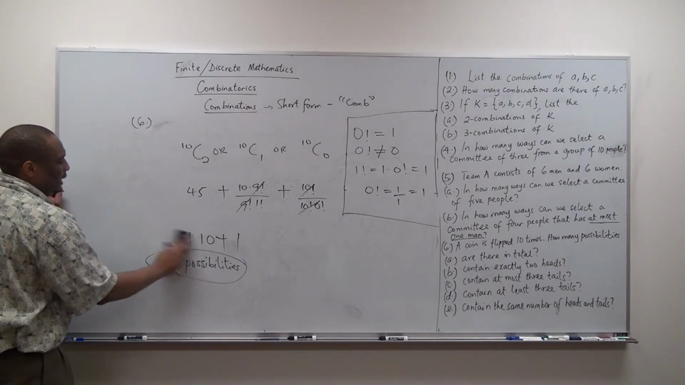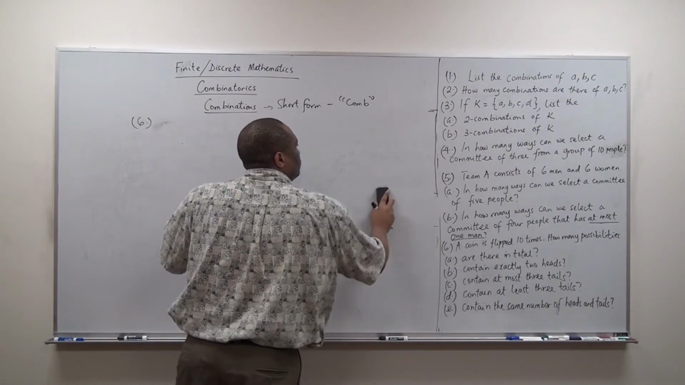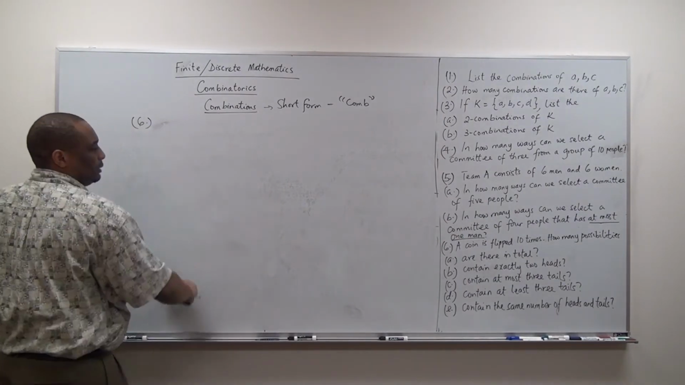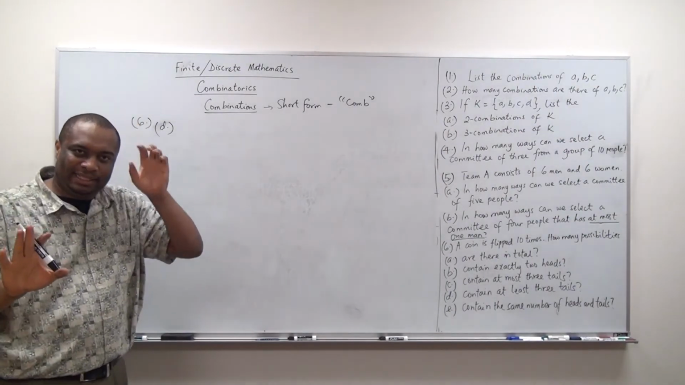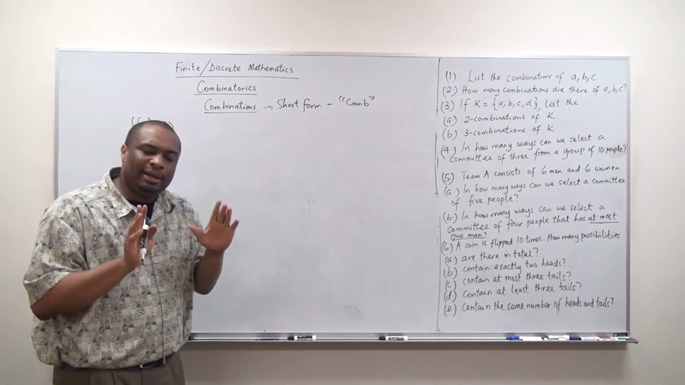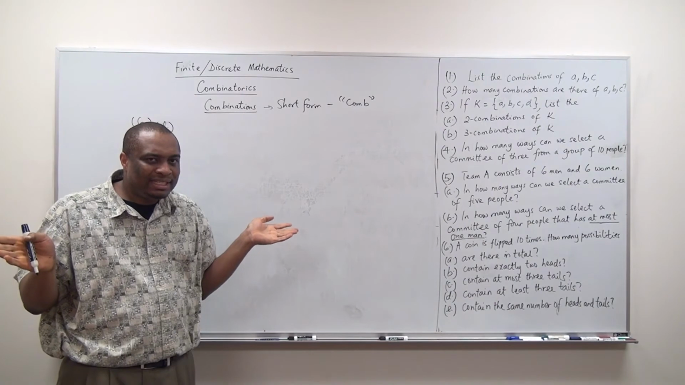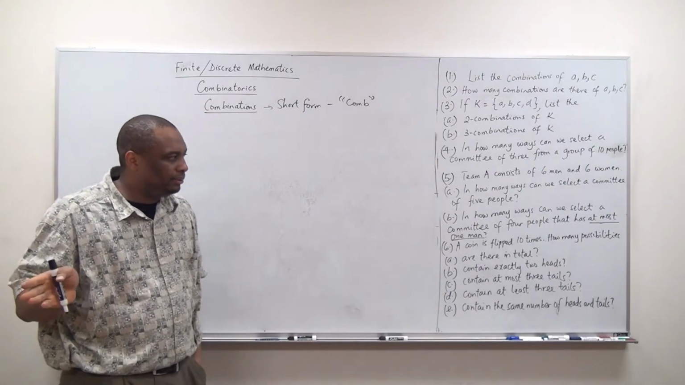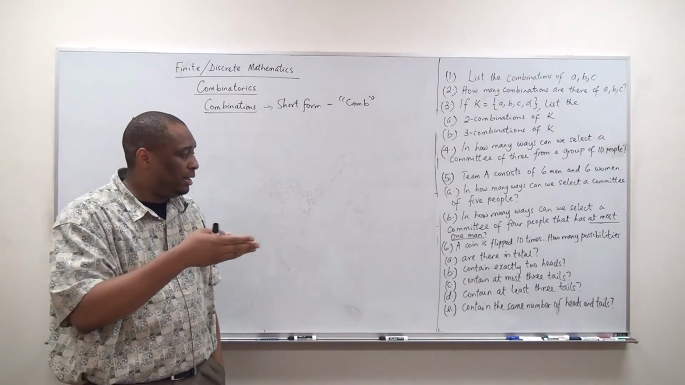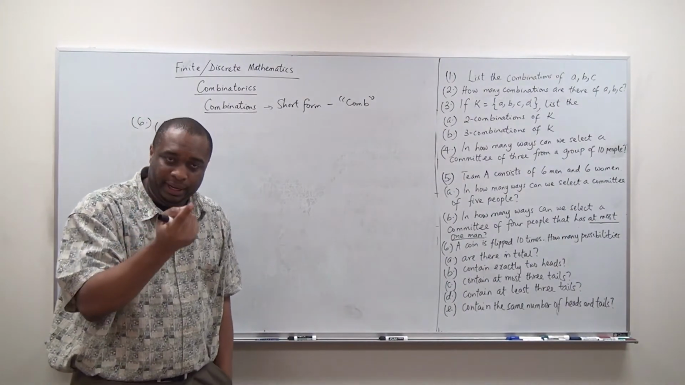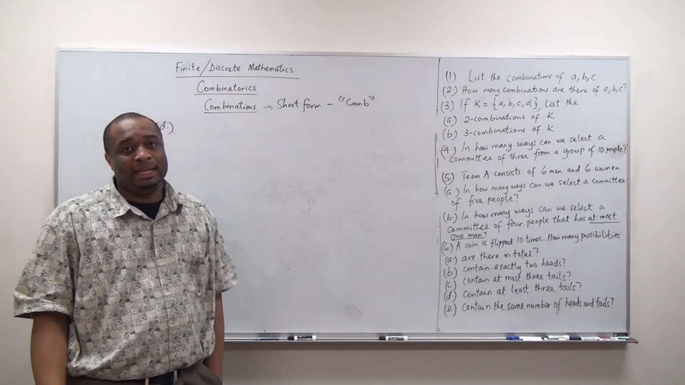Alright, let's do the next one. Two more to go. 6D. Contain at least 3 tails. At least 3 tails. At least. Now, but if you flip a coin 10 times, how many? You can have at least one situation whereby it could be 10 heads, it could be 10 tails. Now, but at least 3 tails, we have to start 3, 4, 5, 6, 7, 8, 9, 10. That's a lot to add now.